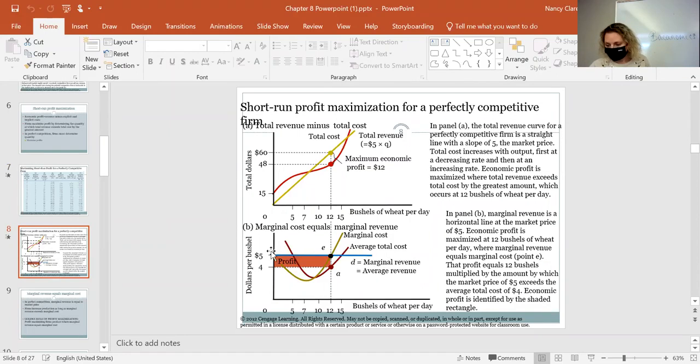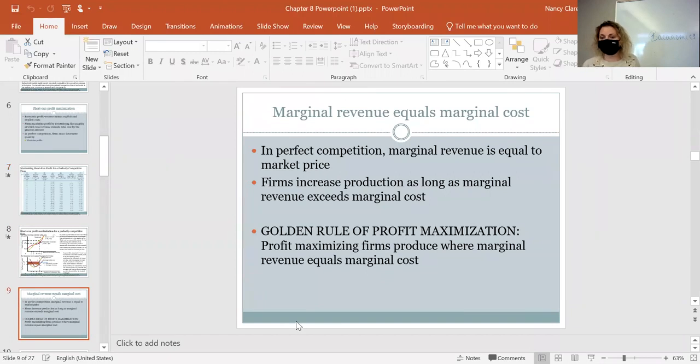And so where do we profit maximize? What's the golden rule? Well, we talked about the golden rule, right? It's the tattoo you should not get. MR equals MC, where marginal revenue is equal to marginal cost. We find the quantity. That's all we find. And with MR equals MC, we find the quantity at which we profit maximize.